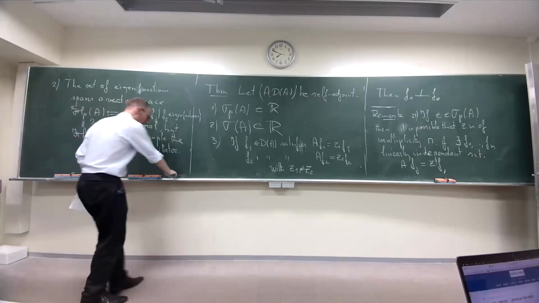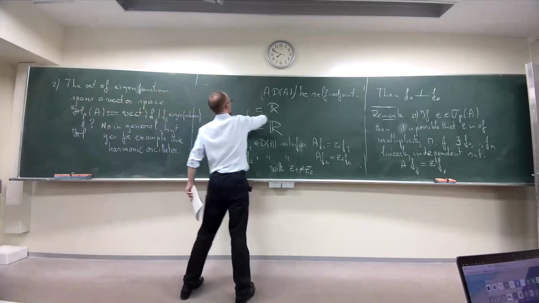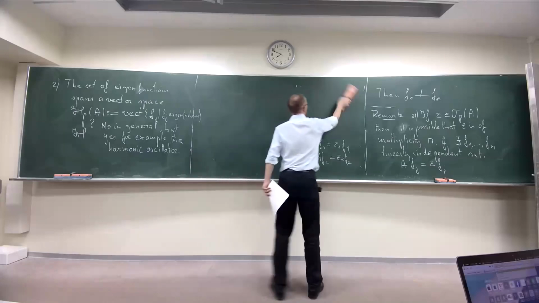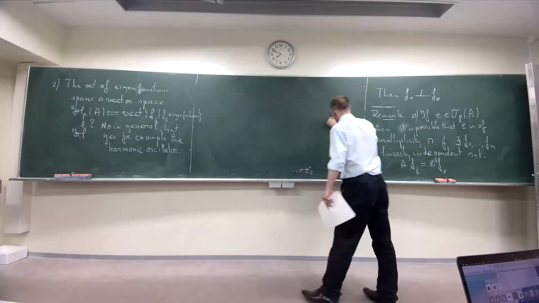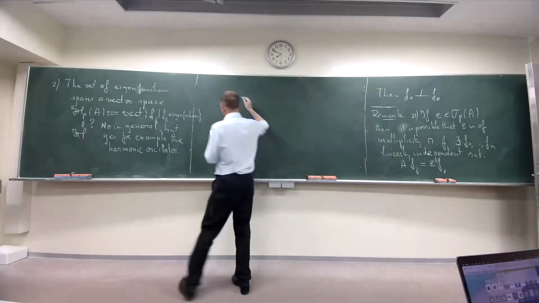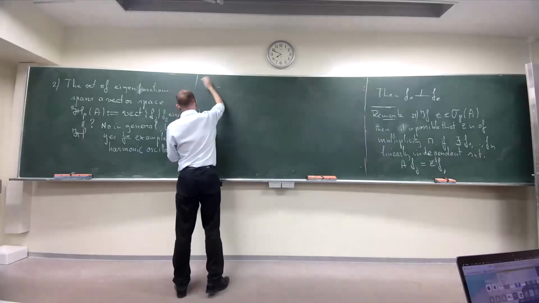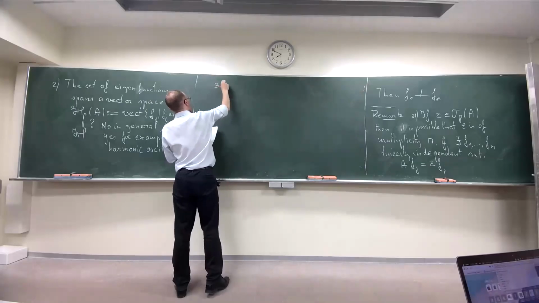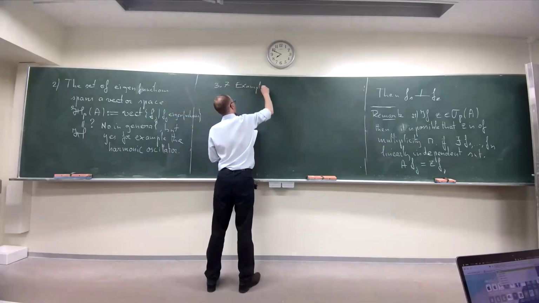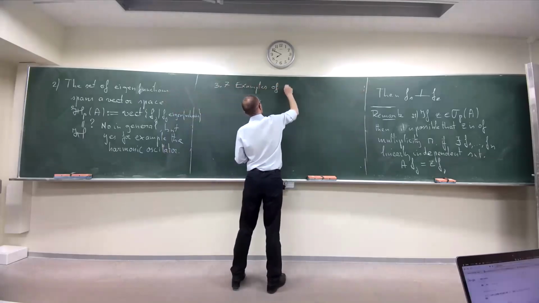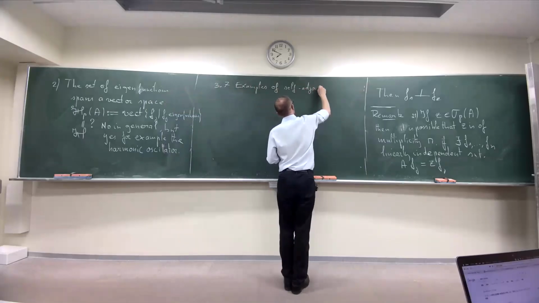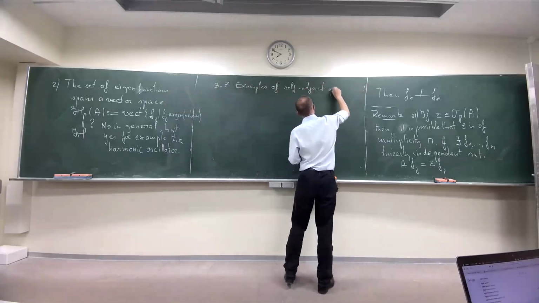Okay, let me continue. Otherwise, I will never finish. I have a short section with a few examples, and I will make it even shorter. You can find more information in the notes. 3.7 Examples of self-adjoint operators.